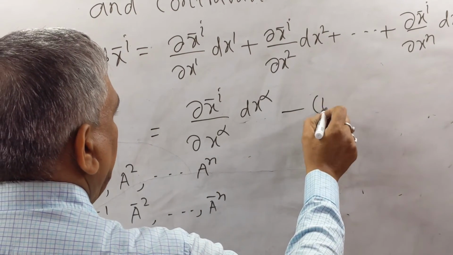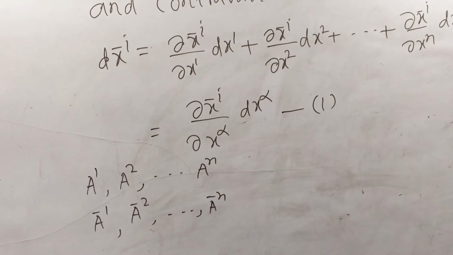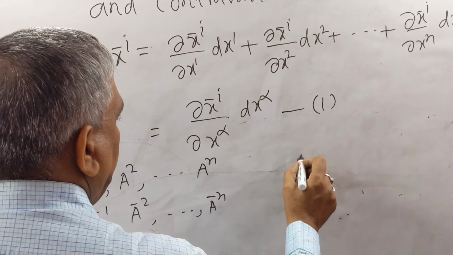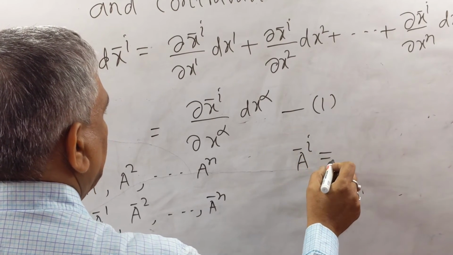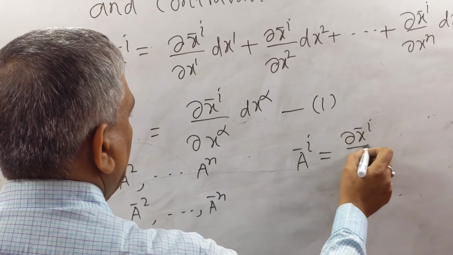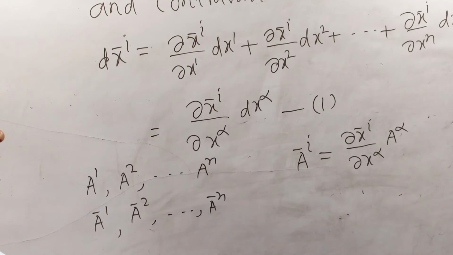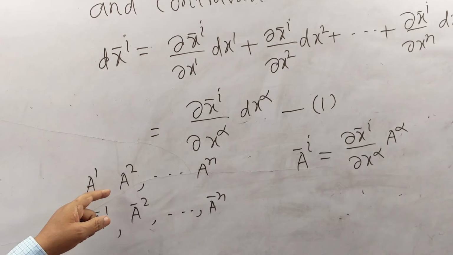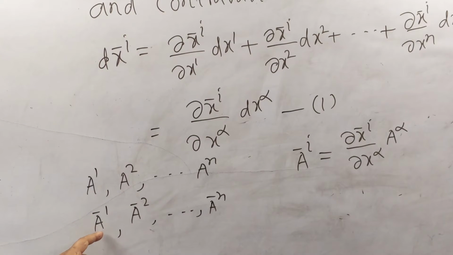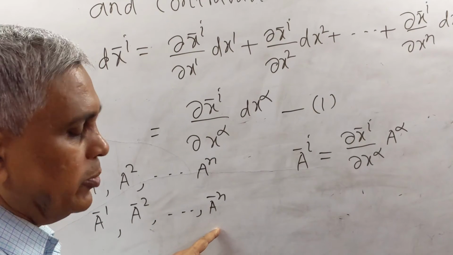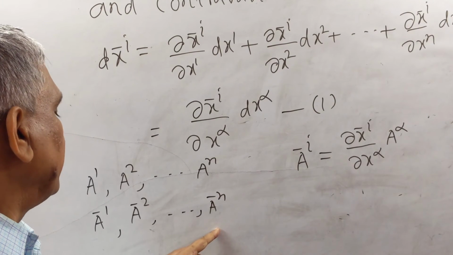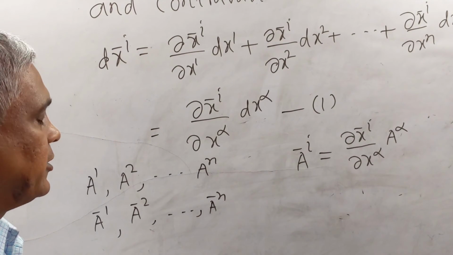Similar to 1, if we get transformation a bar i equal to del x bar i by del x alpha a alpha, then the components a1, a2, an are called components of a contravariant vector, and a bar 1, a bar 2, a bar n are components of contravariant vector in x bar system of coordinates.